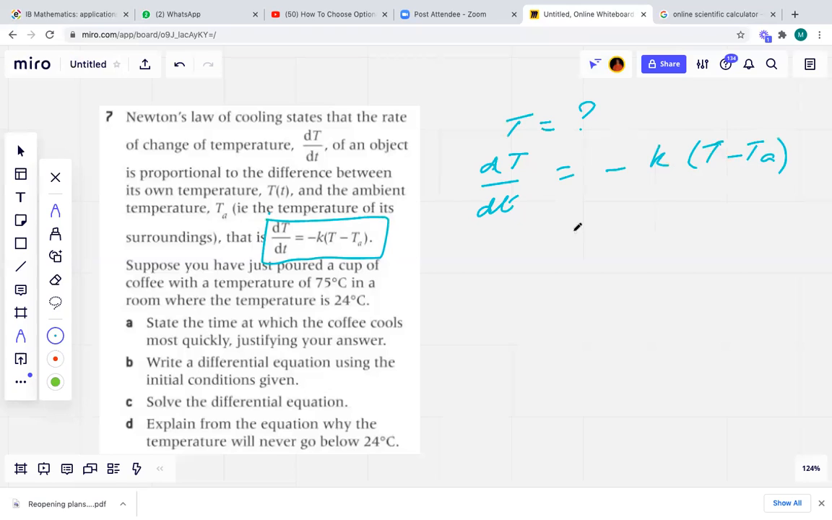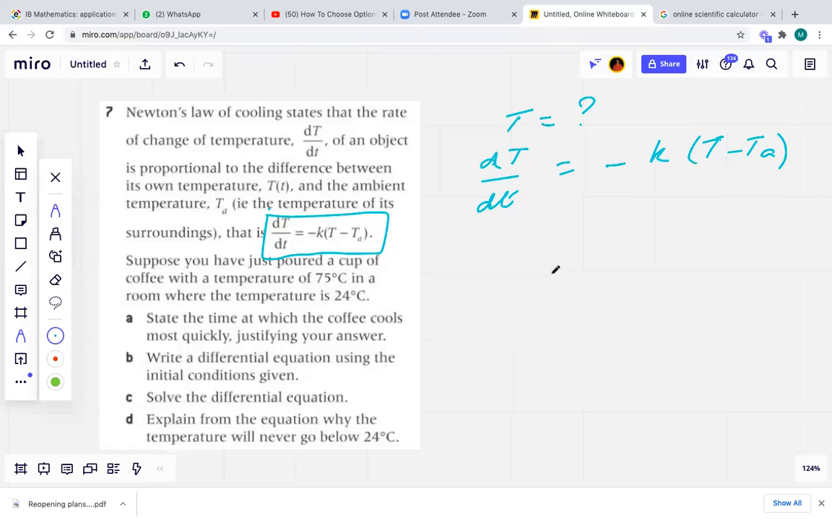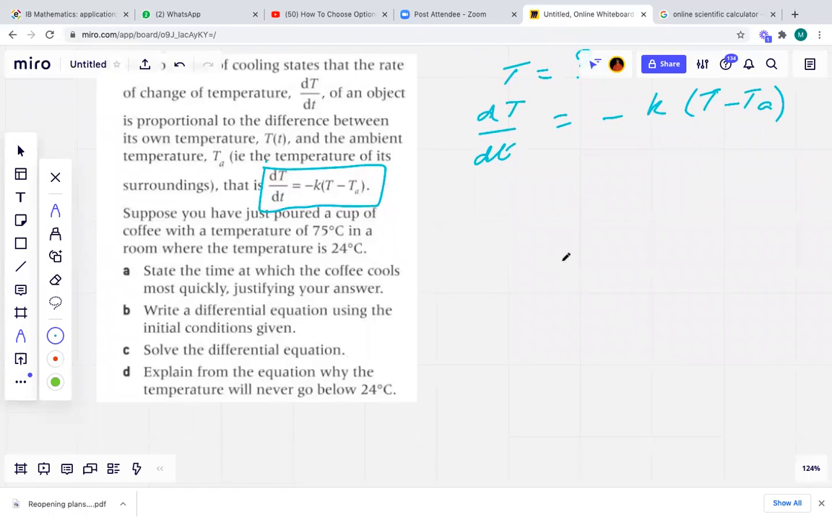Isn't the temperature just 75 degrees, because it's given over there? Suppose you have just poured a cup of coffee with temperature 75 degrees. See, the temperature is changing with time. At a particular instant, the temperature is 75 degrees Celsius. Now the room temperature is 24. Room temperature will not change every second; it will change over a longer period.